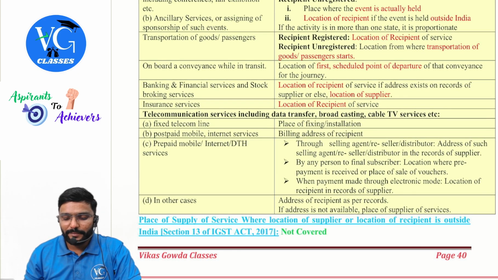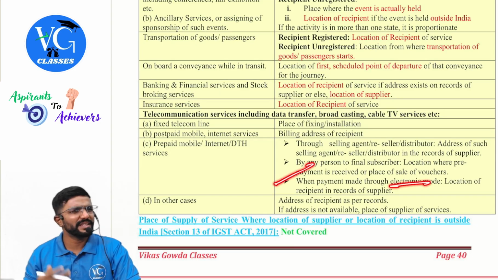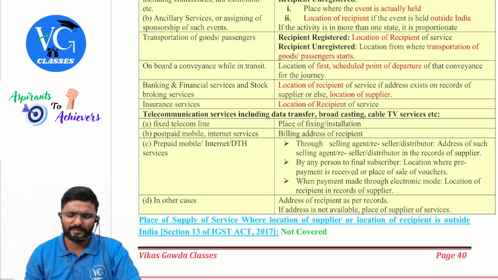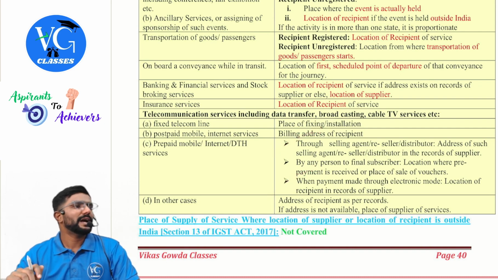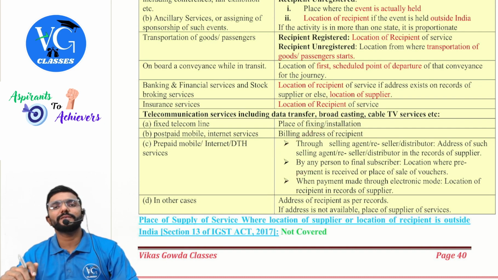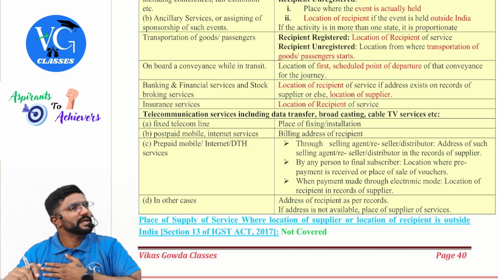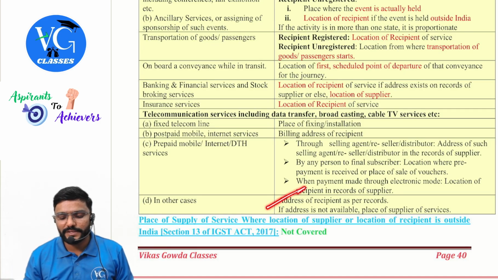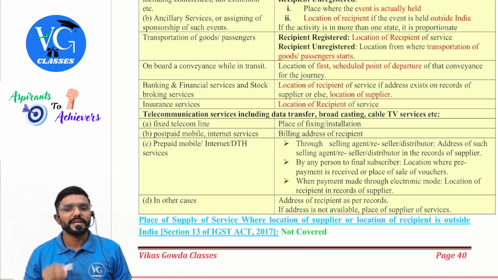Next, when payment is made through electronic mode, that is PhonePe, Google Pay, everything: location of recipient in the records of the supplier. Same as the first one, whatever is the address of the recipient in the records of the supplier. Next, in any other cases, address of recipient as per the records. If the address is not available, then the place of supplier.